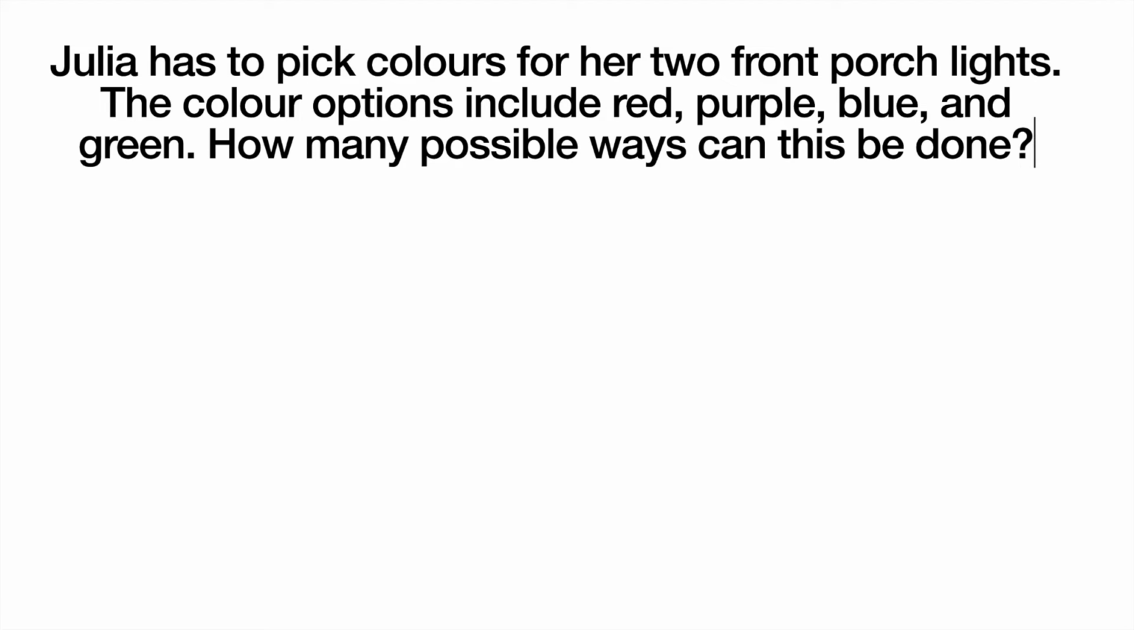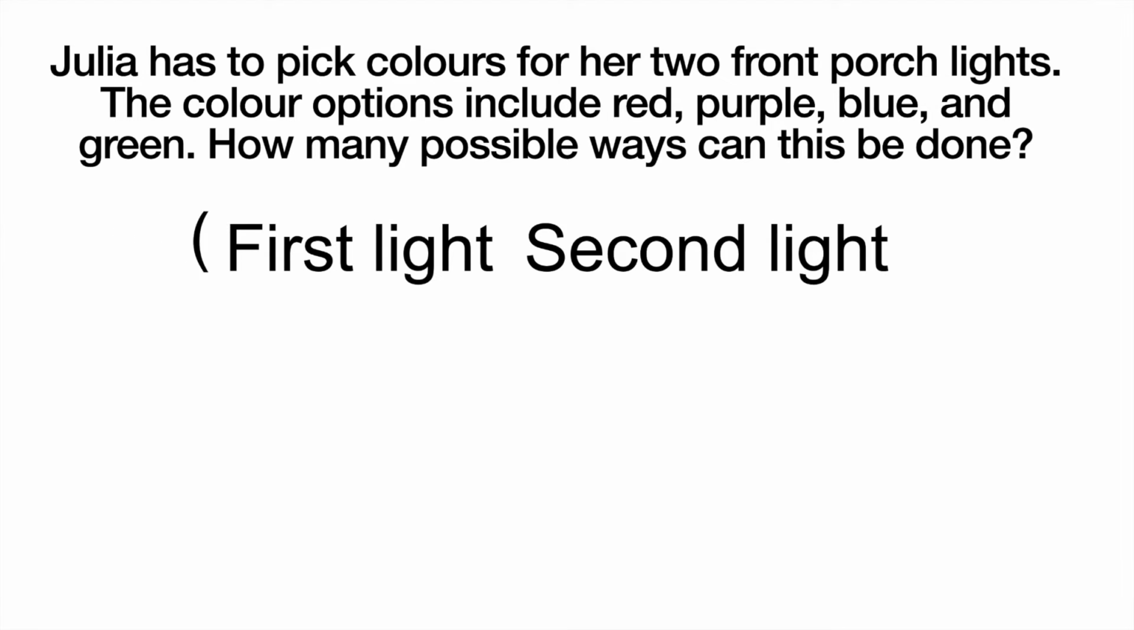Let's consider another example. Julia has to pick colors for her 2 front porch lights. The color options include red, purple, blue, and green. How many possible ways can this be done? Let's use a 2-element list where the first element is the color of the first light and the second element is the color of the second light. For instance, we could have the list red, purple. Let's construct a tree diagram to represent this situation.